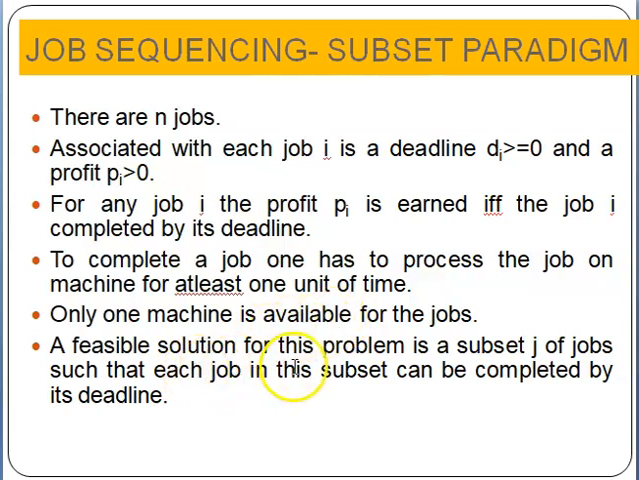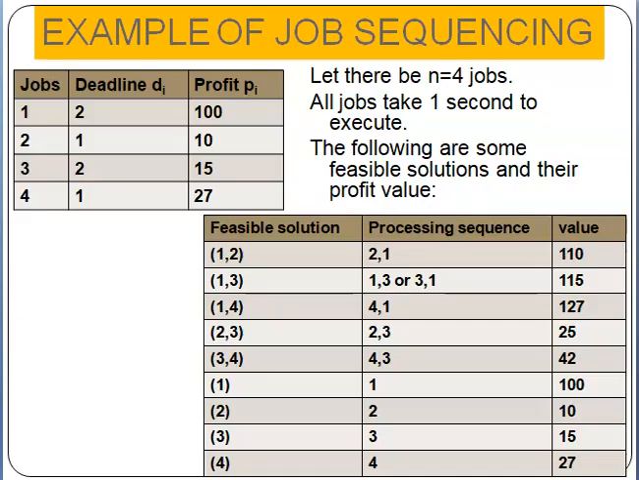And a feasible solution for this problem, feasible means which meets all the constraints but is not necessarily the best solution. So all the feasible solutions will be a subset of jobs J that can be completed by their deadlines, and a selection of the jobs in the set. So let us look at the actual problem and the possible solutions.